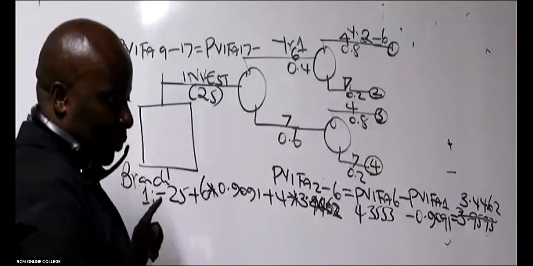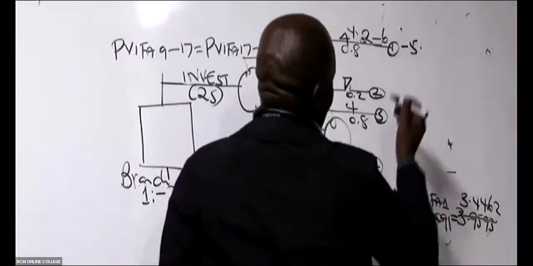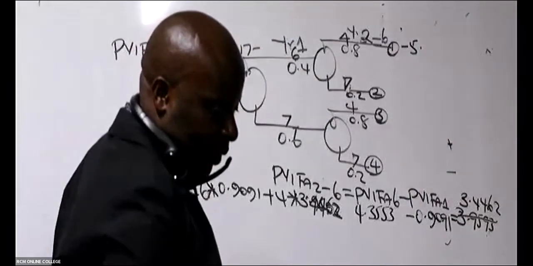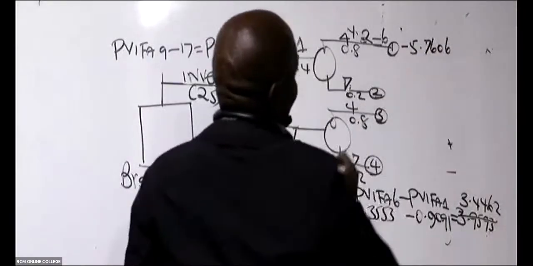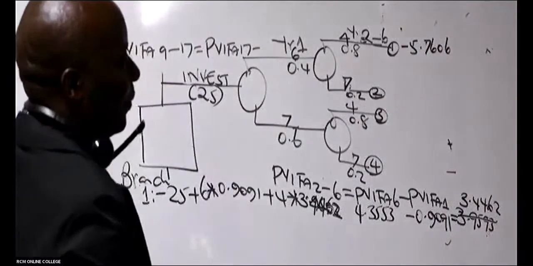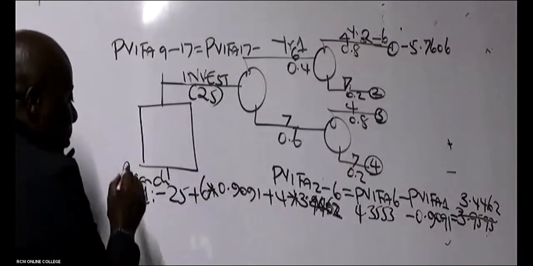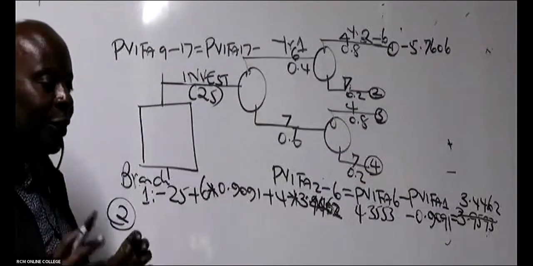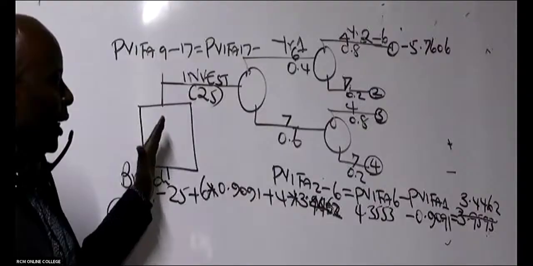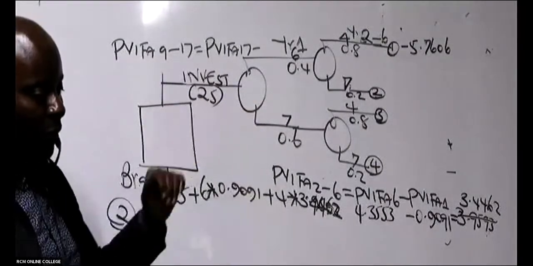NPV for branch 1. Somebody who already has that figure? I'm being given here minus 5.7606, like that. So is there somebody who can try NPV for branch 2? Just try, maybe you don't get it right. Targeting branch 2 now.